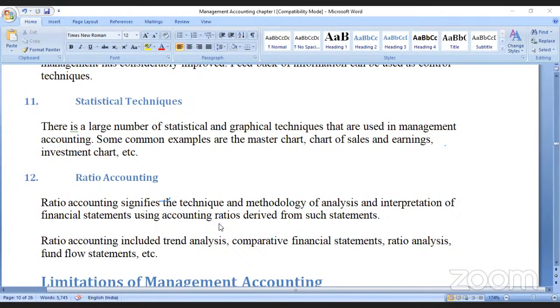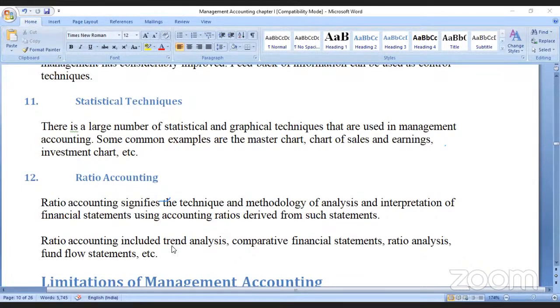Simply, they ask: what is your PE ratio? What is your EPS? What is your DP ratio? What is your paying capacity? What is your current ratio? A few ratios are enough to know the company's financial position.